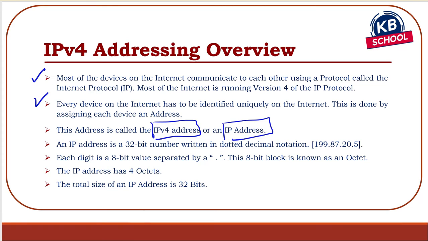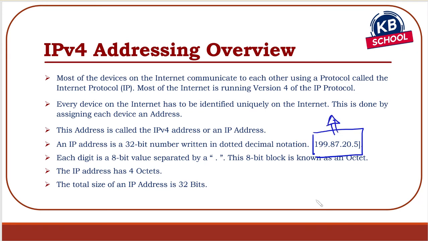Now, in this particular video, we also established that the IP address is a 32-bit number. So if you look at this number over here, 199.87.20.5, although we look at it as a decimal number, when the computer processes it, it is processing it in the binary numbering system. In the binary numbering system, you have two digits, a 0 or a 1, bits as they're called.